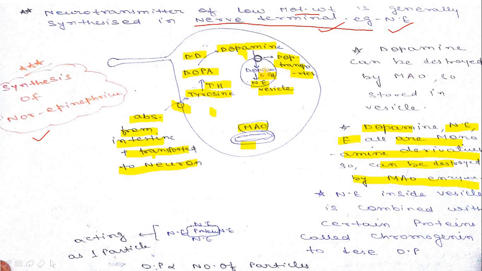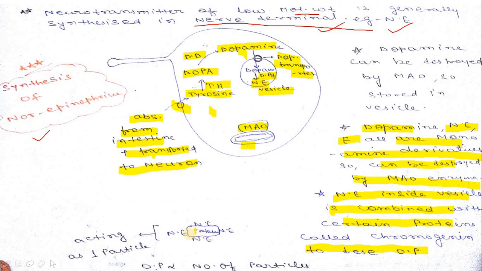This is the reason why dopamine is transported to the vesicle. Clear? Now norepinephrine, which is inside the vesicle, is combined with certain proteins. That is known as chromogranin. One of the proteins is chromogranin, to decrease osmotic potential. Clear? This norepinephrine which is formed will combine with a group of proteins.